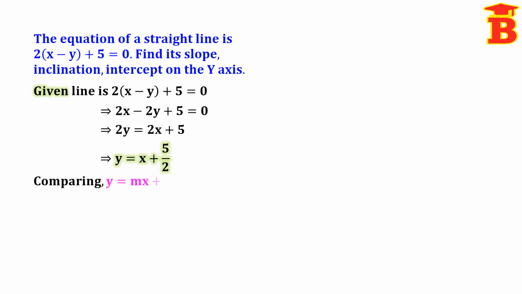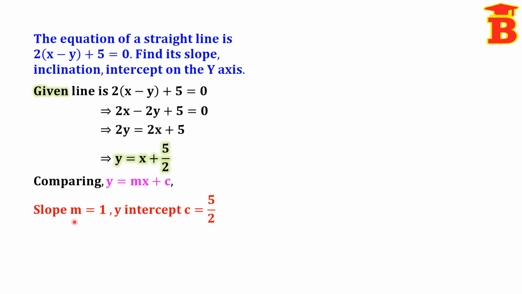So comparing with the formula y = mx + c, here the value of m is 1 and the value of c is 5/2. Therefore slope m = 1 and the y-intercept c = 5/2. So there are three quantities to find: slope, inclination and intercept on the y-axis. We have got slope and y-intercept. We have to find inclination, that means angle theta.